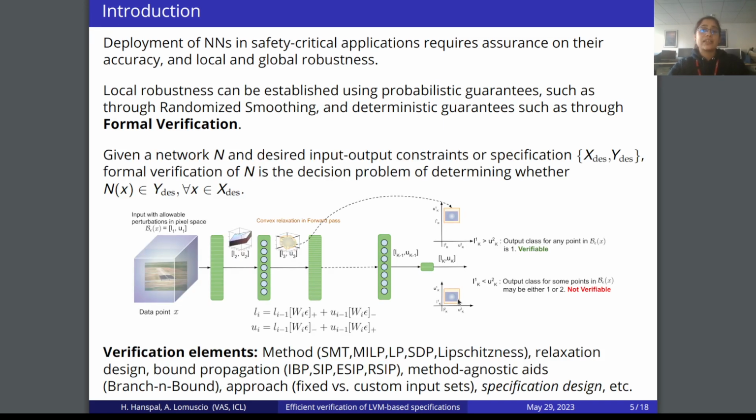Given a network and desired input-output constraint set or specification, formal verification establishes whether the network satisfies the constraints or not. If not, it returns the failing case or the counterexample. Typically in neural network verification, the specification is a continuous set around the input, and verification tools allow one to pass this entire set through the network in a single forward pass and establish whether the network output for the entire set is as desired or not.